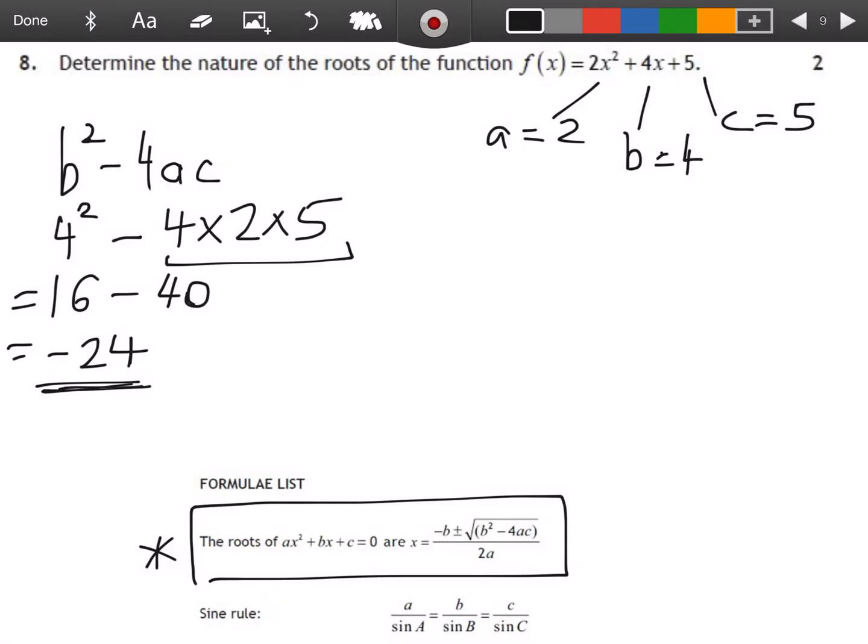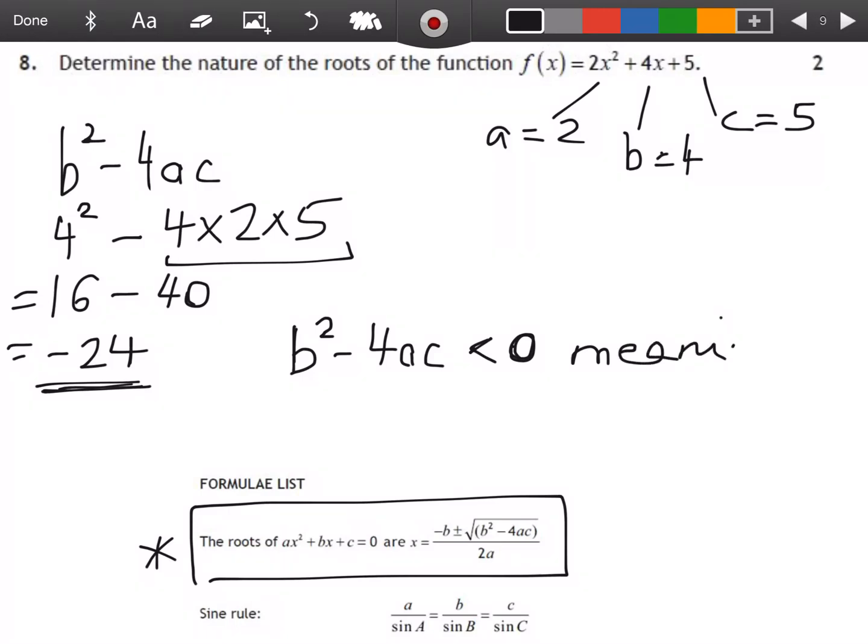It's not finished though. Okay, what we need to say is what this actually means. Now, be very careful. The invigilators, the examiners are pretty strict about what you say here. B squared minus 4ac, you compare it with 0. It's less than 0. What does that mean?